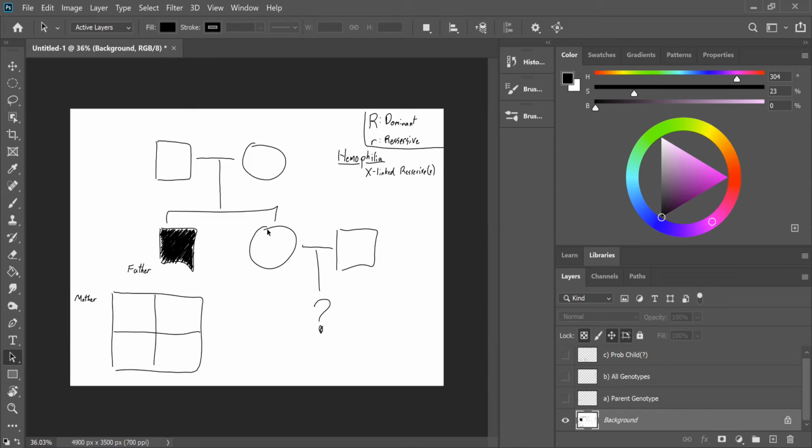Circles represent biological women, squares represent biological men. Filled in circles and squares represent people who have hemophilia, and open circles and squares are people who do not have hemophilia.